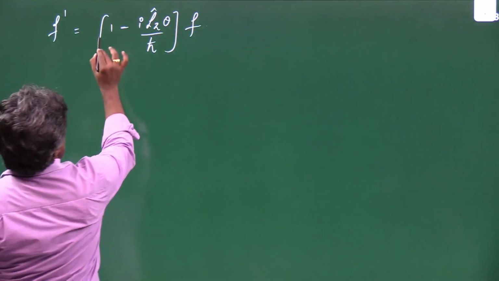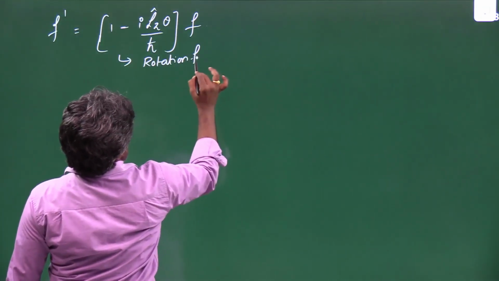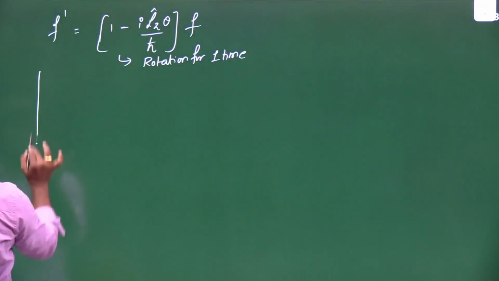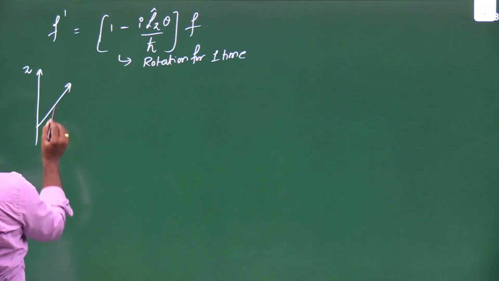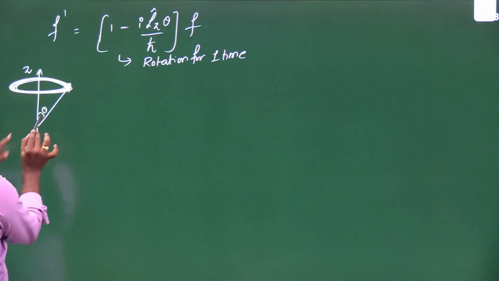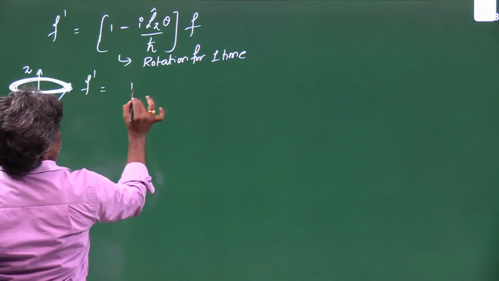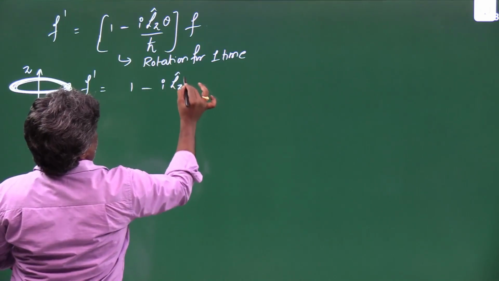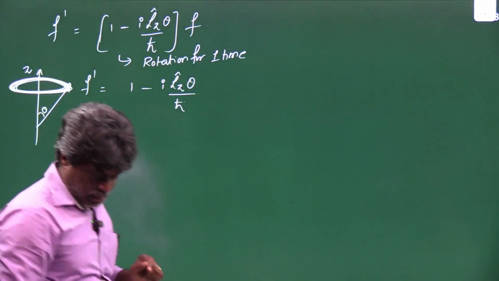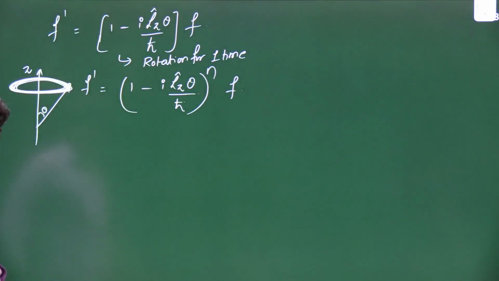Now what I am saying is this is the rotation for one time. But we are doing many. Actually, if this is the z axis, and this is the angular momentum, it makes precessions like this. So that's why it is not a one time theta. So that's why I am doing for n rotations: 1 minus iota Lz cap theta by h cross, whole power n, f. Is it okay, sir? Right.